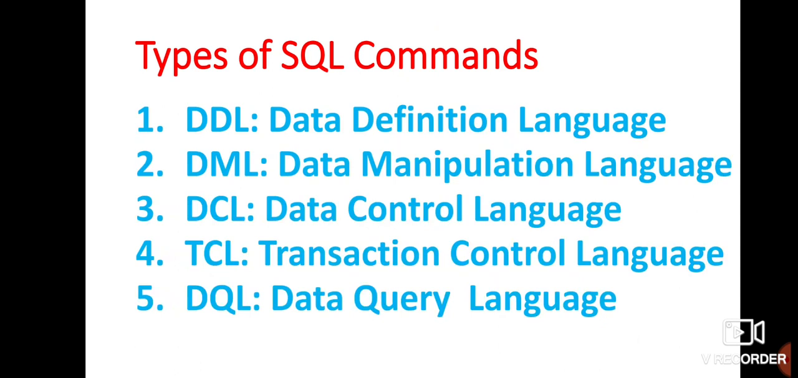Now, what are these types of SQL? First is DDL. DDL is Data Definition Language. It consists of those commands which are used to define the database. Second is DML, that is Data Manipulation Language. This consists of those commands which help us to manipulate our database. Third category is DCL, Data Control Language. These are those types of commands which help us to control our data.